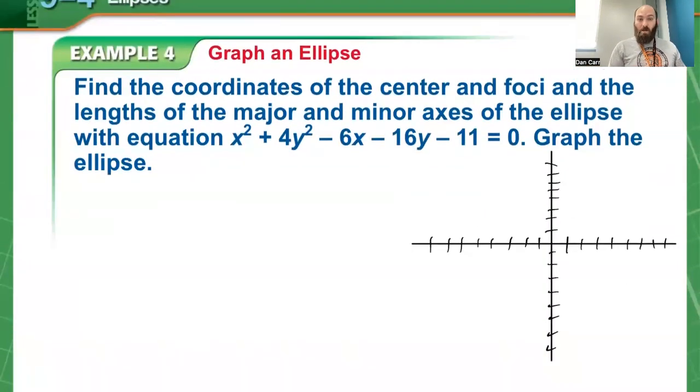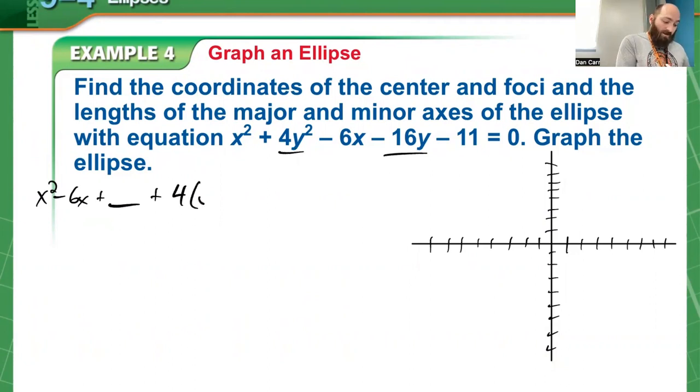We're going to use completing the square again, but it's going to look a little different. So find the coordinates of the center and foci and the lengths of the major and minor axes of the ellipse, and also graph the ellipse. So just like before, I'm going to rearrange this. So x squared minus 6x plus blank. Then I look at this one. I got 4y and 16y. With that completing the square, if you remember from before, I'm actually going to factor out a 4 out of both of those.